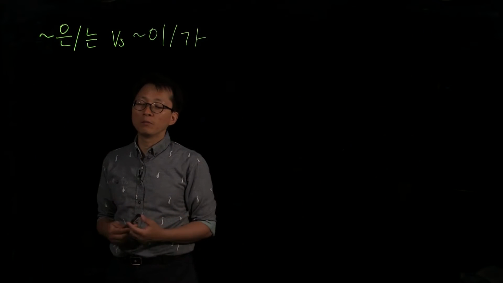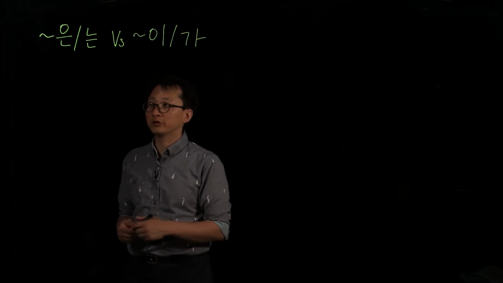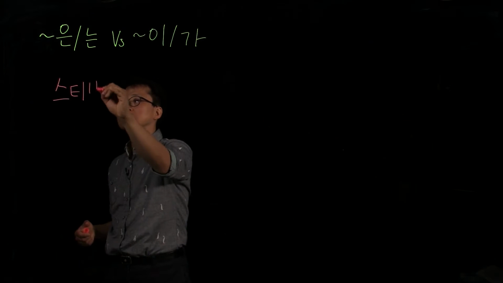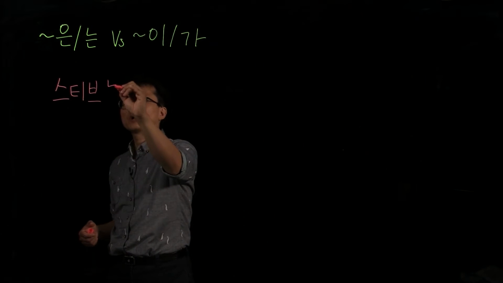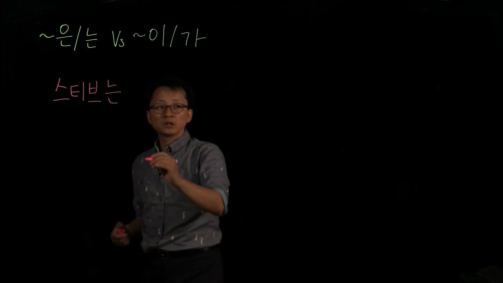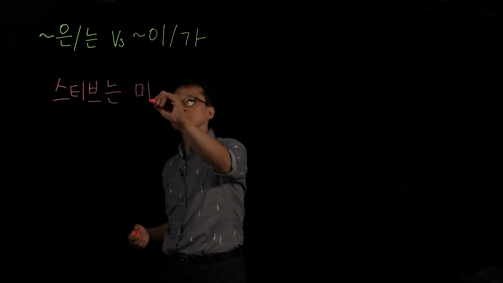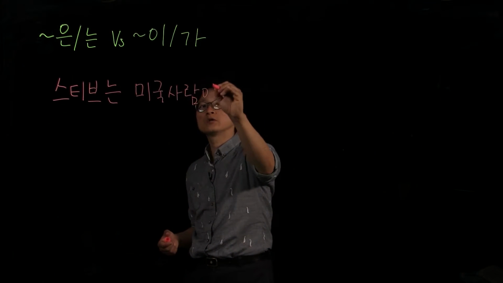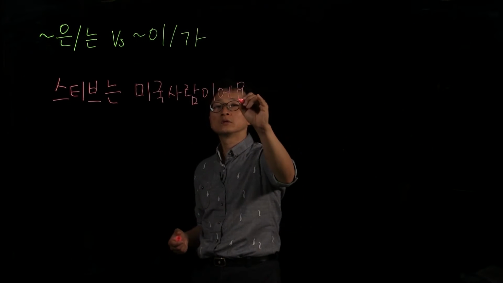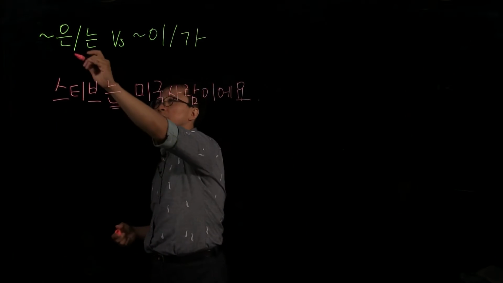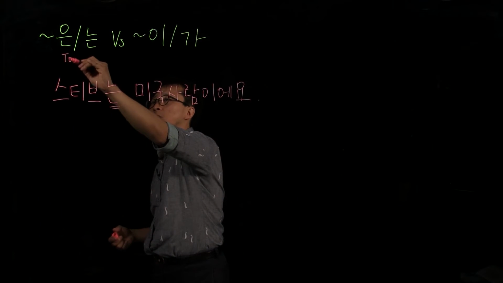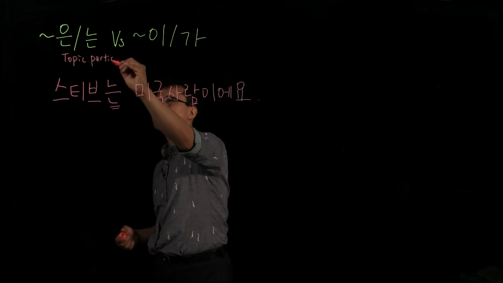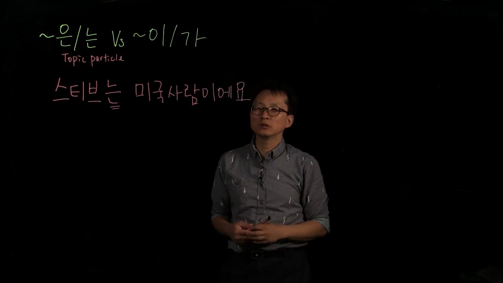Let's talk about your imaginary friend Steve. You are talking about him by marking him with this: 스티브는, and he is American, 미국 사람이에요. Do you remember I just mentioned 은, 는 is a topic particle? Topic particle. 스티브는 미국 사람이에요.